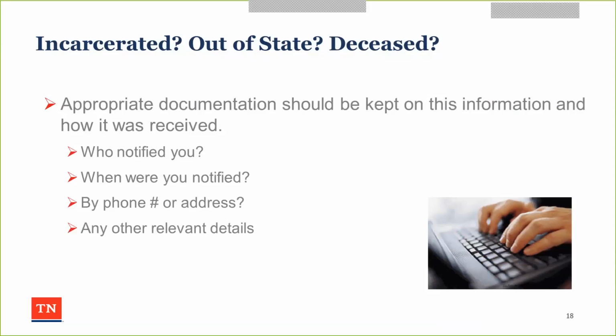The thing that would be important to remember is to document that information. Who notified you? Was it a family member? If it was, who was the family member that notified you? When did that notification occur? Can you list the phone number that you called to get that information, or list the address that you received that information from via letter? If it's a primary care doctor or something of that nature, document that information. Again, you really want to be able to support saying, yes, we discharged this member because we were informed that the member was incarcerated on this day.